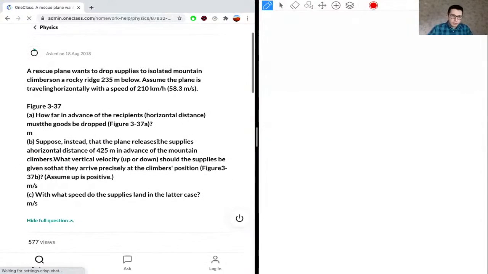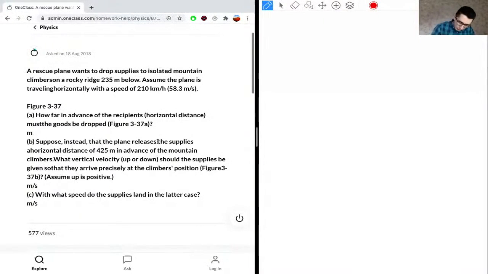So a rescue plane wants to drop supplies to an isolated mountain climber on a rocky ridge 235 meters below. So we're in a plane and we're trying to send supplies to someone 235 meters below. Assume the plane is traveling horizontally with a speed of 210 kilometers per hour, or 58.3 meters per second.